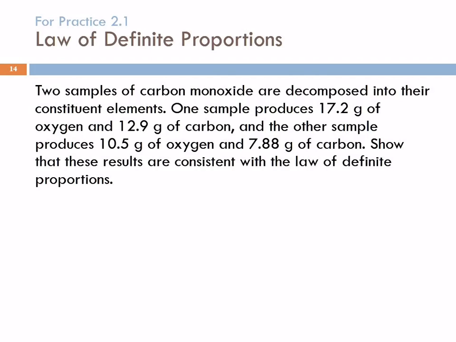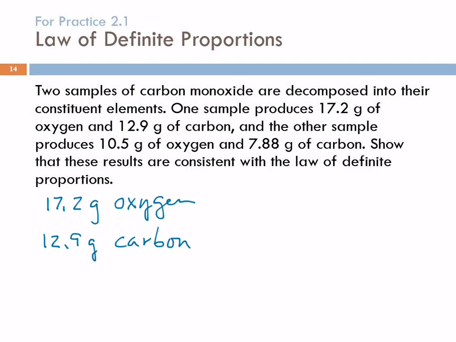So this is a word problem, isn't it? There's a whole bunch of words in there. After we read it through, what do we look for? Look for the numbers. So we're going to pull the numbers out and try to identify what's going on with them. So 7.2 grams of oxygen and 12.9 grams of carbon. That's in the first sample.